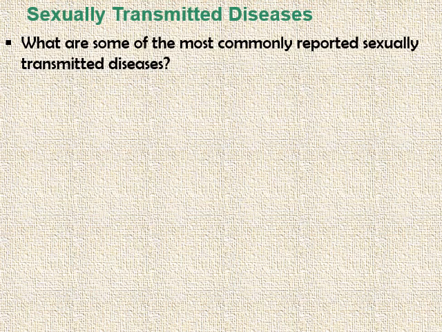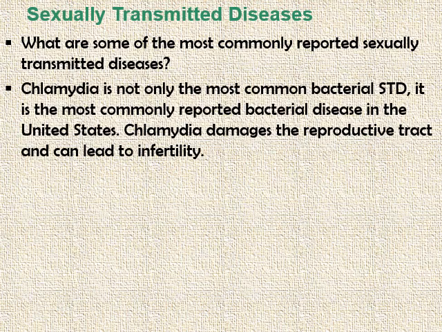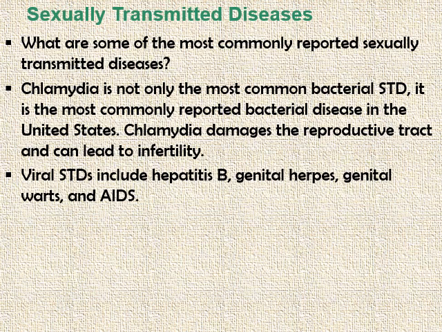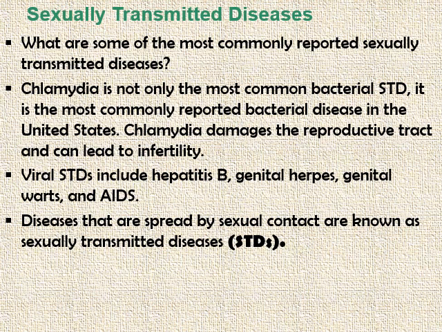Now let's look at the last section of this lesson, which is sexually transmitted diseases, abbreviated as STDs. What are some of the most commonly reported sexually transmitted diseases? Chlamydia is not only the most common bacterial STD, it is the most commonly reported bacterial disease in the United States. Chlamydia damages the reproductive tract and can lead to infertility. Viral STDs include hepatitis B, genital herpes, genital warts, and AIDS. Diseases that are spread by sexual contact are known as sexually transmitted diseases, abbreviated as STDs.